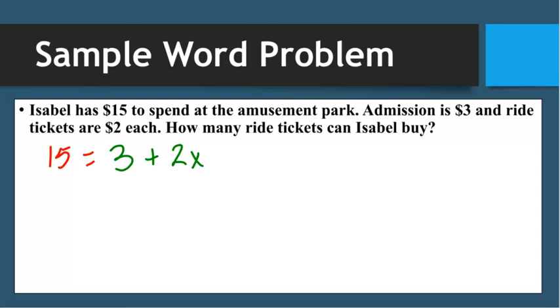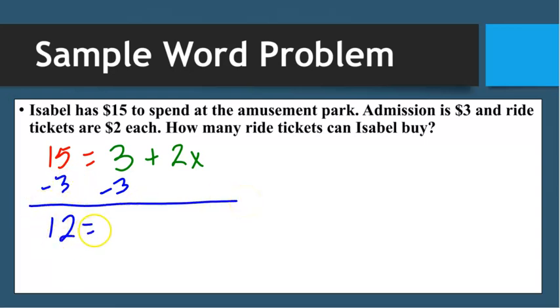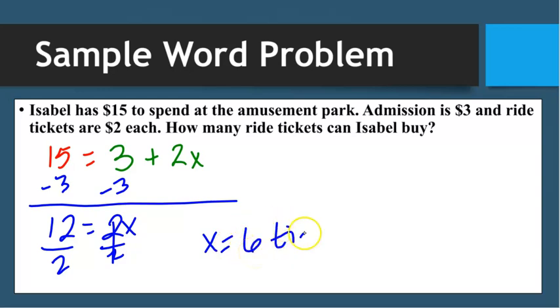Now I want to get 2x by itself. So the opposite of adding 3 is subtracting 3. I'm going to subtract 3 on both sides, and I'm left with 12 equaling 2x. Now the opposite of multiplying by 2 is dividing by 2. So I'm using the division property of equality. I do that on both sides, and x is going to equal 6. So that means she can have 6 tickets.